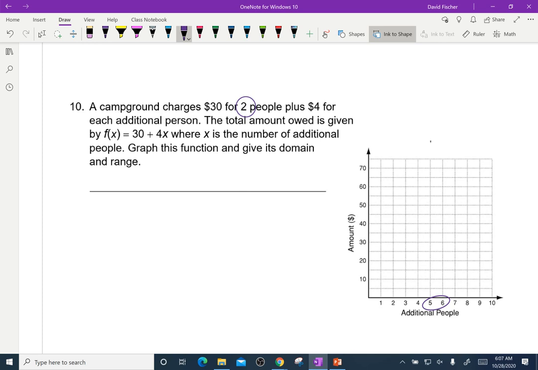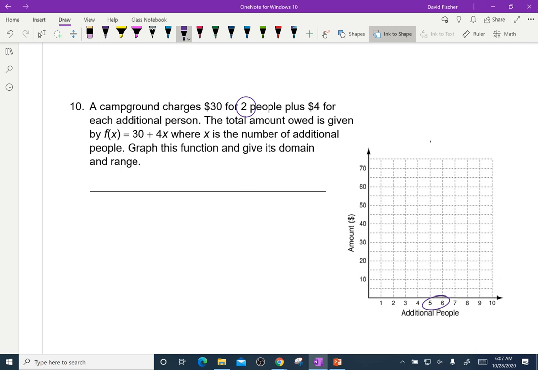So I would say a reasonable domain and range there would be 0 to 6. Well, you can't have 0 because you wouldn't be going camping. So there you go. There's our reasonable. So you can't have 0. Sounds like you got to start out at 2 people.